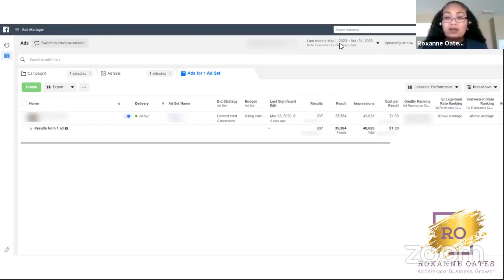Here's the date up here: March 1st to March 31st. Another good point is the cost per result is $1.33. That's pretty good. Anything under two is good, and it depends because some people may spend higher if they have a higher offer, but we are very happy with the result of the funnel at $1.33 per result.